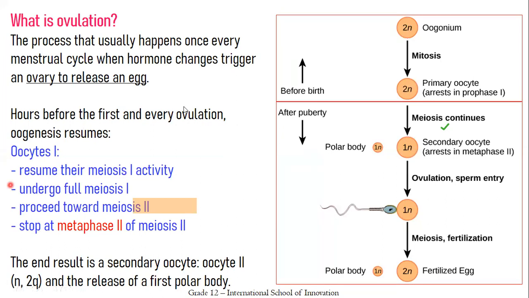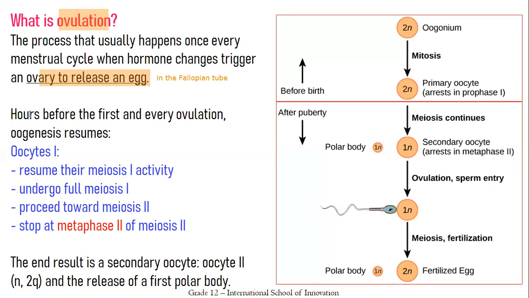So at puberty and before each ovulation, what do I mean by ovulation? Ovulation is the release of an oocyte 2 into the fallopian tube. So ovulation is when the ovary releases an oocyte 2 in the fallopian tube.